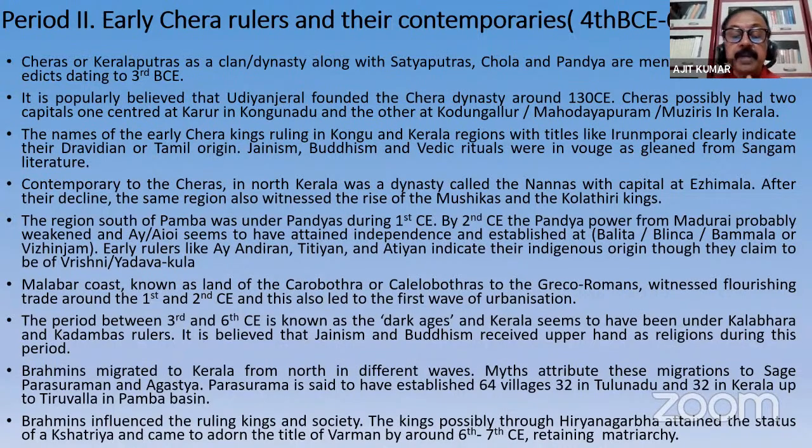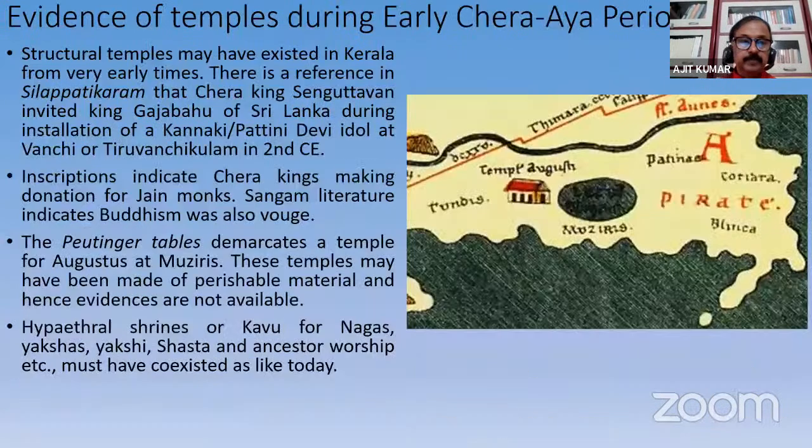society in many ways, and the kings, possibly through Hiranyagarbha, as I said earlier, were actually a non-Brahmanical ethnic populace. These kings who were ruling, probably through Hiranyagarbha, attained the status of a Kshatriya and came to adorn the title of Varman around the 6th or 7th century CE, though they still retained the matriarchal traditions. No king is known by this title Varman before the second Chera empire came into existence at Mahodayapura.